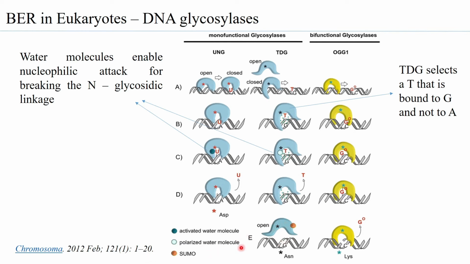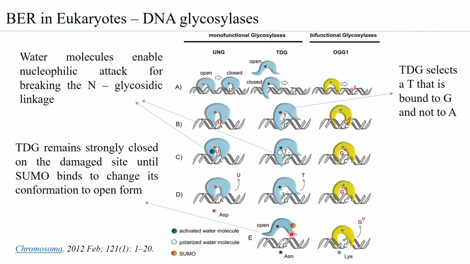So that over here has been observed to be done by what is called sumoylation. Okay, so this is important for many glycosylases because when they interact with the abasic site, their interaction is observed to be stronger. So to change that conformation from closed to open, a certain post-translational modification needs to be done.